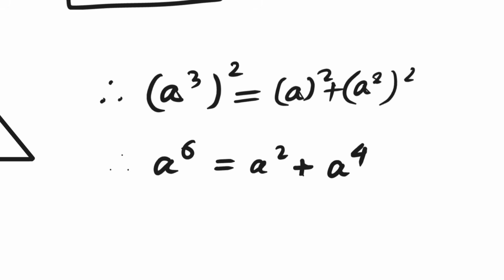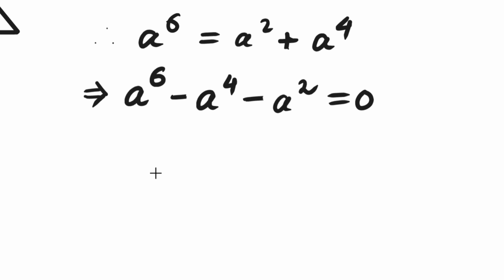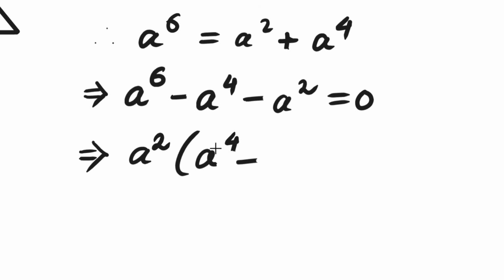Now let's move every term to the left-hand side so that the equation equals 0. This gives us a to the power 6 minus a to the power 4 minus a squared equals 0. Notice that every term contains a squared, so we can factor out the common factor, a squared. After taking a squared common, we get a squared multiplied by the quantity a to the power 4 minus a squared minus 1 equals 0.